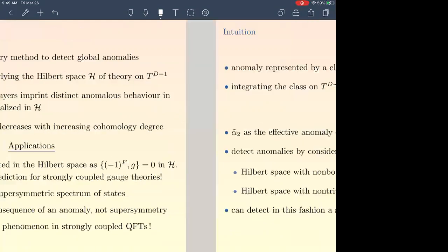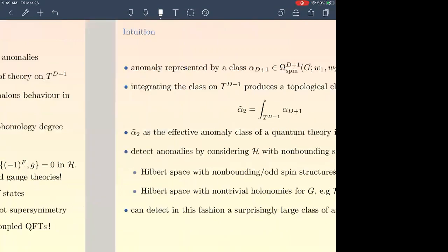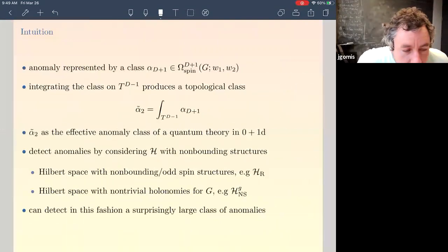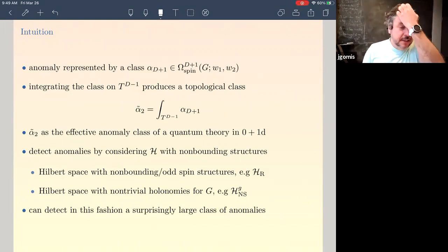Yes, thank you. Okay, given the time, I think I will skip this, or maybe I'll skip something else. Here I wanted to give an intuition of why this procedure of computing the Hilbert space on the torus allows you to detect anomalies. And actually, the intuition is extremely simple.